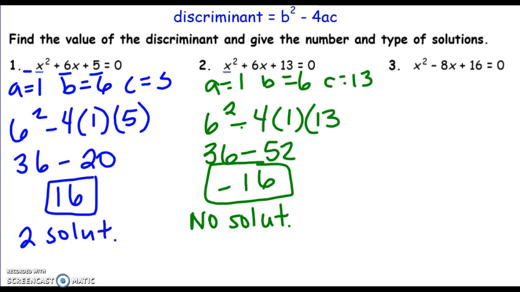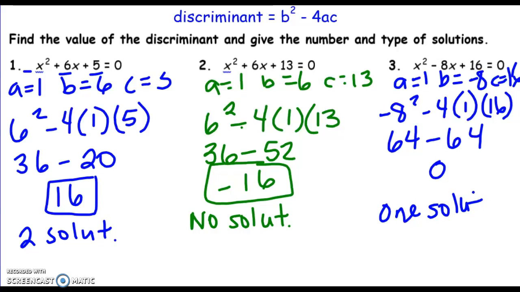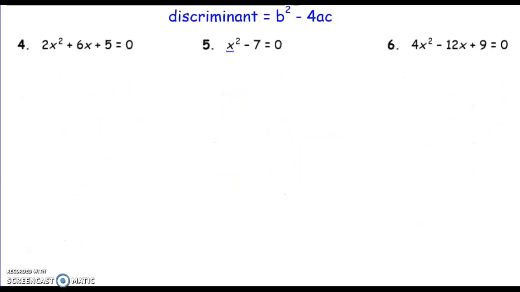since it is negative. Okay, and then my third one, I'm going to have a equals 1, b equals negative 8, and c equals 16. So I've got b squared, which would be a negative 8 squared minus 4 times 1 times 16. And in this case, I'm going to get 64 minus 64, which is going to give me 0. Since I know that it is 0, I know from my notes that it is going to have one solution. Again, I don't know what that solution is, but I know that it will have one solution because that 0 is my answer.